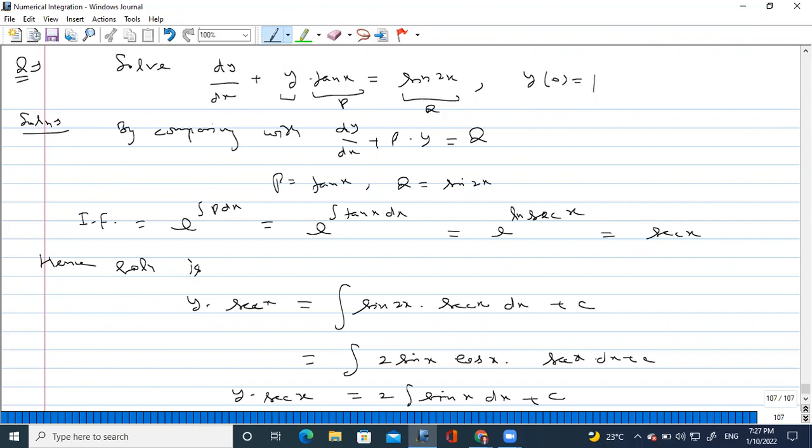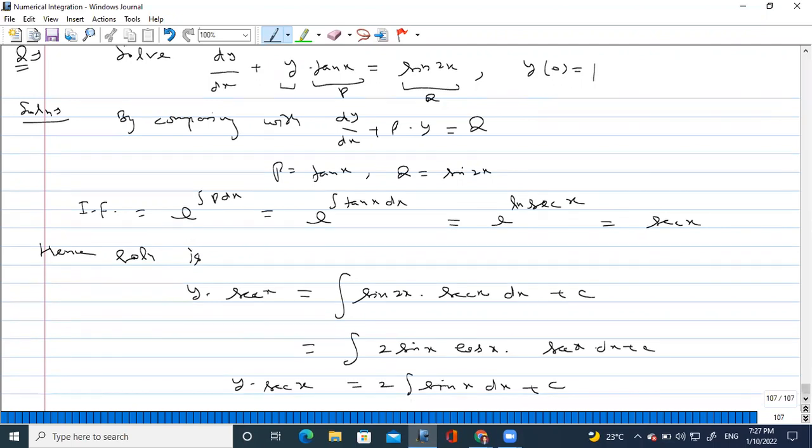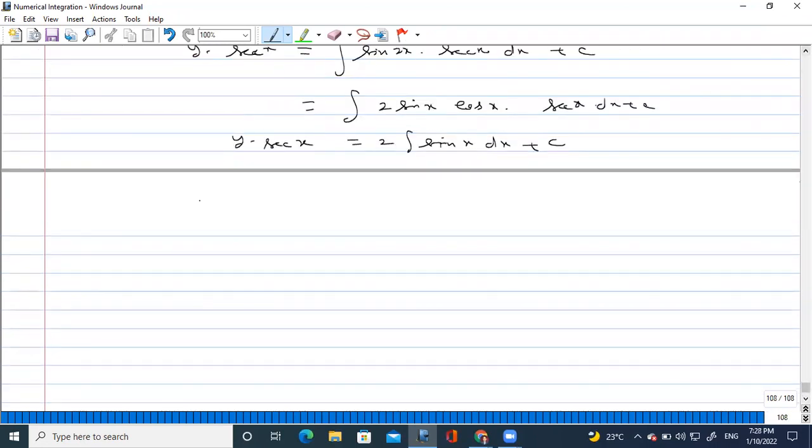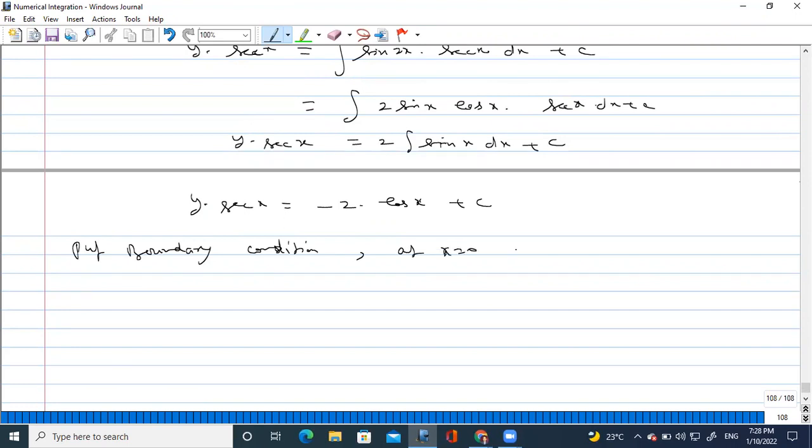Done. Yes, sir. So the integral of sin x is minus cos x. So y into sec x equals minus 2 cos x plus c. Okay. So what you have to do here now? Now put boundary condition. Okay. So what is that? At x equal to 0, y is equal to 1.